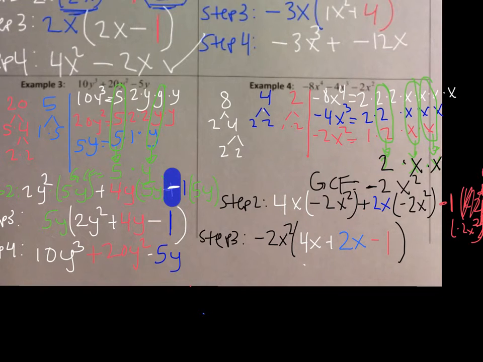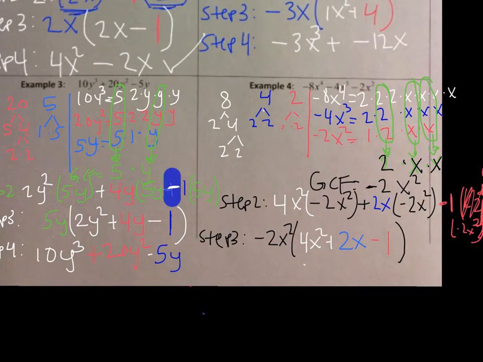Again, I made a small mistake. I forgot there was an x at the end here, so this should have been 4x squared. So we're left with negative 2x squared times the quantity of 4x squared plus 2x minus 1.